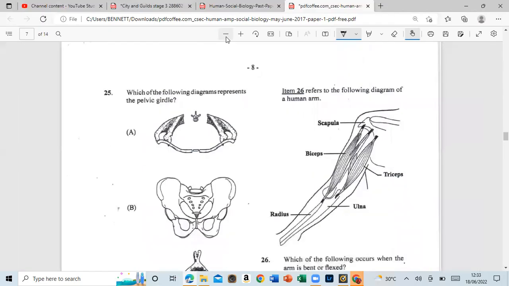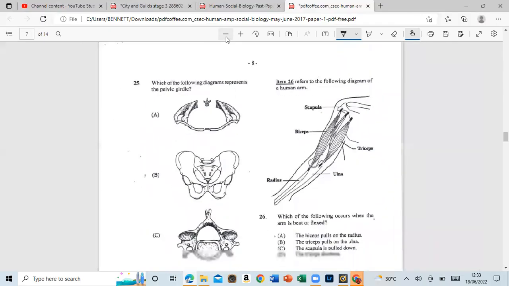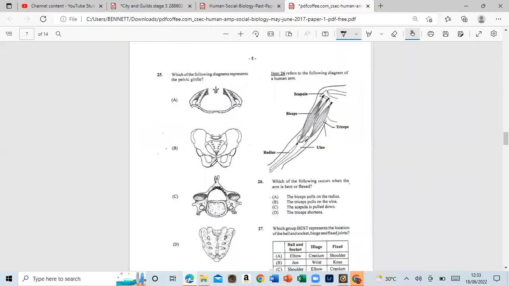Which of the following diagrams represent the pelvic girdle? Type in your answer, guys. Is it A, B, C, or D? And that's B. You said B, you are correct.